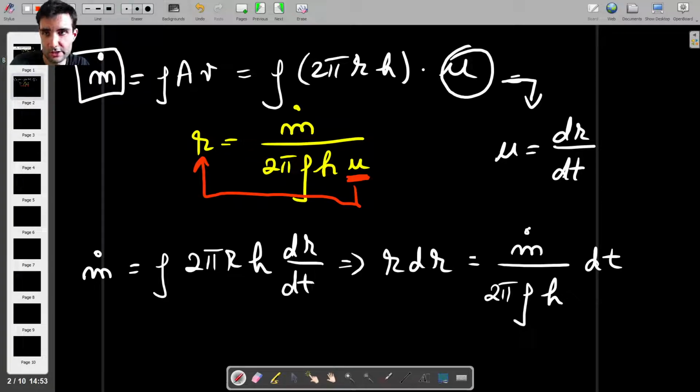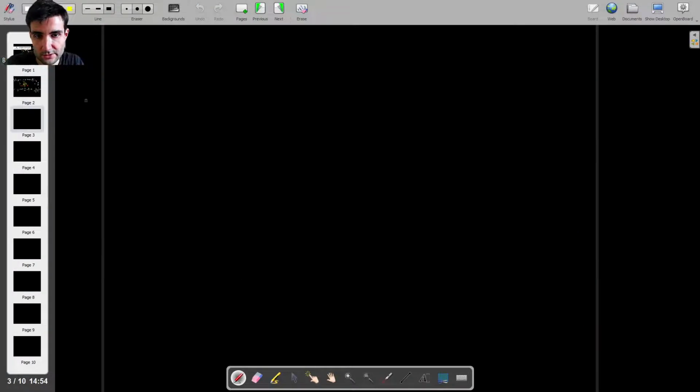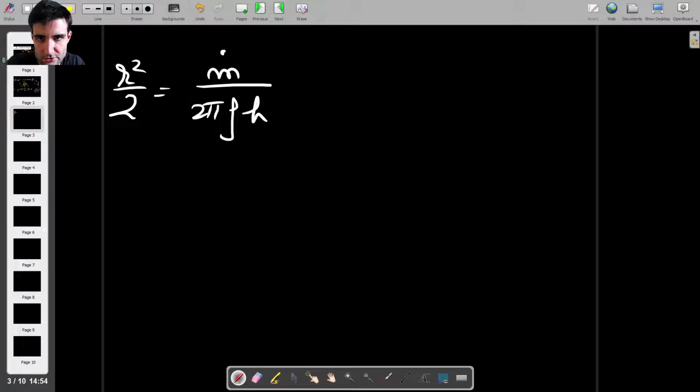Now we integrate both sides. m dot over 2 pi rho h is a constant, which is why I can take it outside of the integral. If I use indefinite integration, then I get r squared over 2 equals m dot over 2 pi rho h multiplied by time plus a constant.